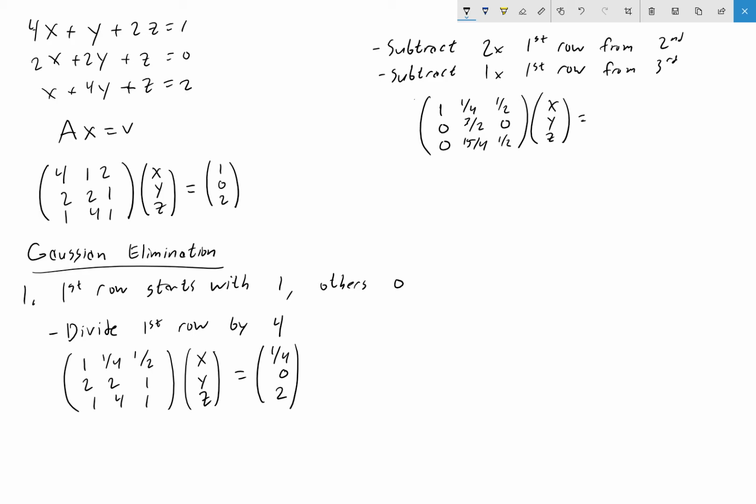Leave x, y, z alone. And then on the right-hand side, we still have a quarter to begin with. We haven't changed that. We had a 0 right here, and I want to subtract 2 times a quarter. So a 0 minus a half is negative 1/2. And then we have a 2 minus a quarter, so 2 minus a quarter is going to be a total of 7/4.